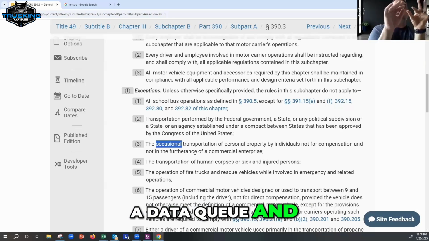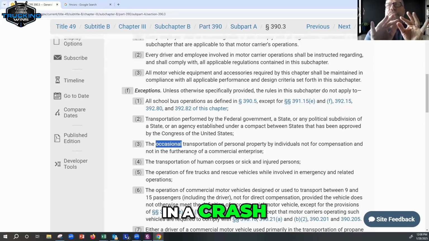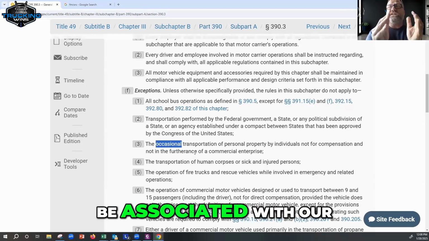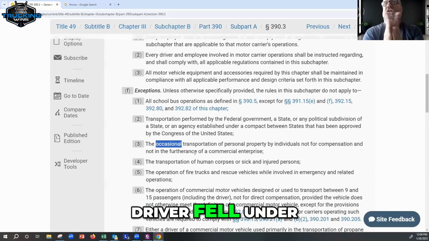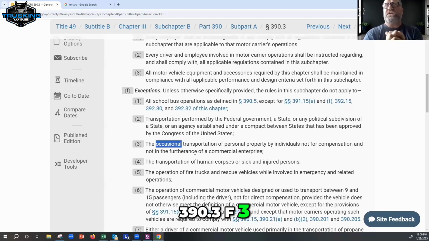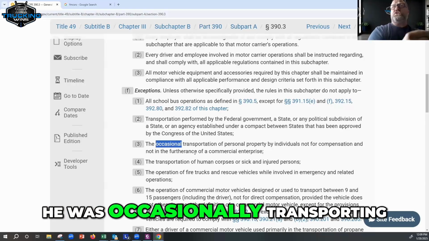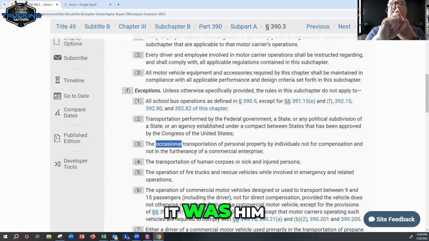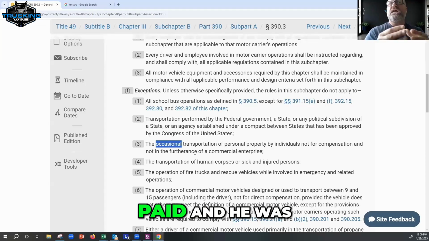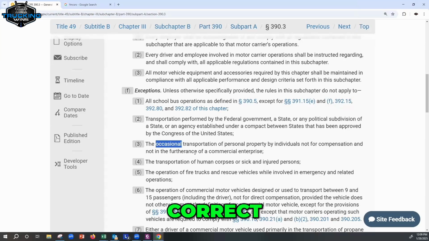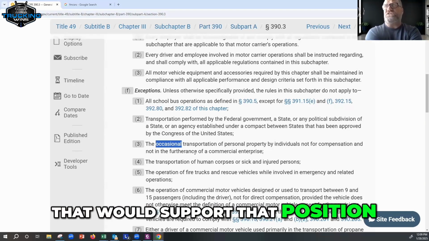So we would do a data queue and say, on this day and this time, our driver was involved in a crash. This crash should not be associated with our trucking company because the driver fell under 390.3 F3 and was exempt from the regulations. He was occasionally transporting personal property. It was him, his stuff, his clothes, his truck. He was not being paid, and he was not furthering our business. Right? Correct. And then you would attach all the evidence that would support that position.